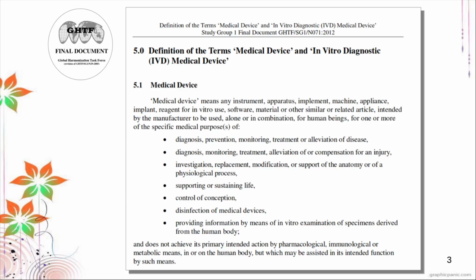So even laboratory instruments that are used, for example, when you go to the clinic for a routine checkup, the analysis or the laboratory test, the equipment that is being used there falls under a medical device and does not achieve its primary intended action by pharmacological, immunological, or metabolic means. So the dividing line between a medical device and a drug is that a medical device should not have an action by pharmacological, immunological, or metabolic means in or on the human body. So that is your definition of a medical device.